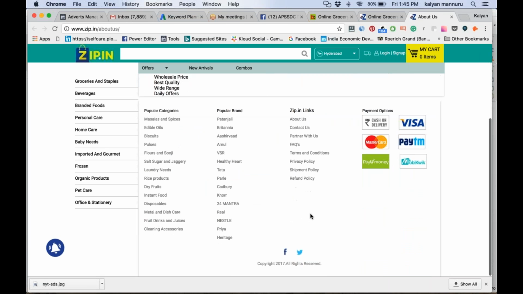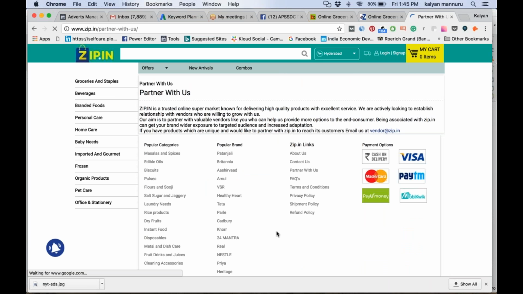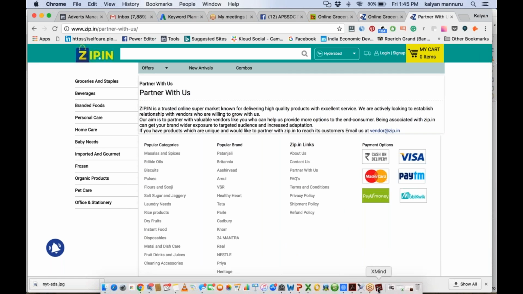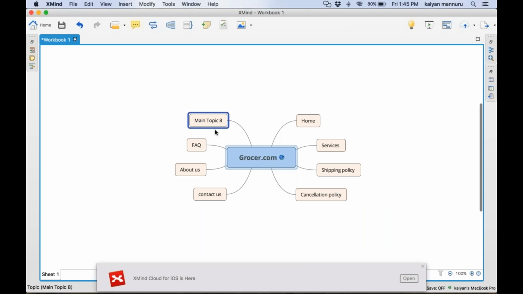So what other pages can we have? See, the FAQ page is already there. Partner with us. Now this is a page exclusive for grocery stores to partner with zip.in so that they can list their products on zip.in. Probably I can also have that kind of page. It's called partner with us.